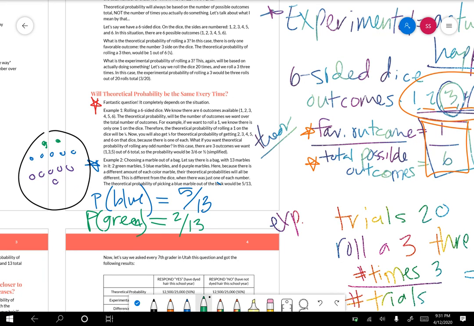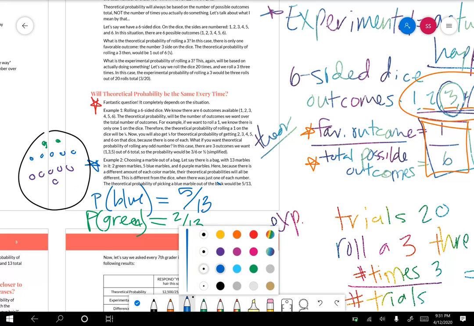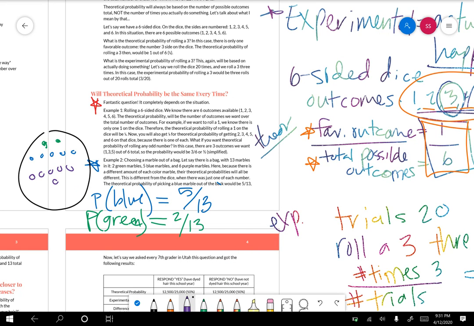And again, if we looked at the theoretical probability of pulling out a purple marble, that's also going to be different. It's going to be different than the blue and the green one. It's going to be 6 out of 13, right?